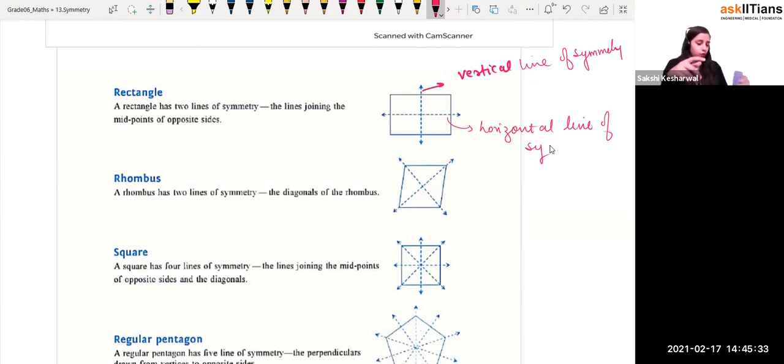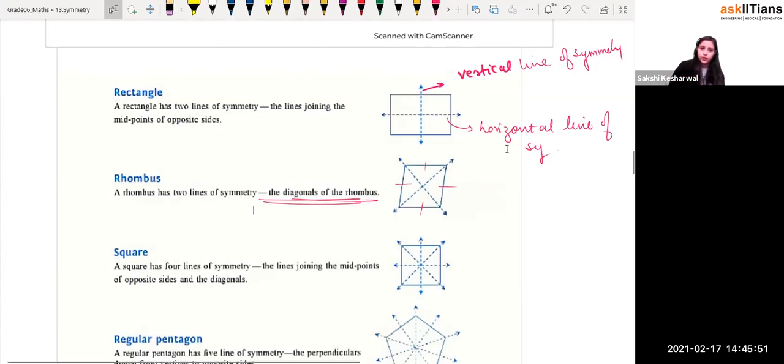And as I've shown you, what is a rhombus? Rhombus also we have studied. A rhombus is a parallelogram in which all sides are equal and parallel. So it has only opposite angles equal. The diagonals are going to divide this into two equal parts. See, so it has two lines of symmetry.